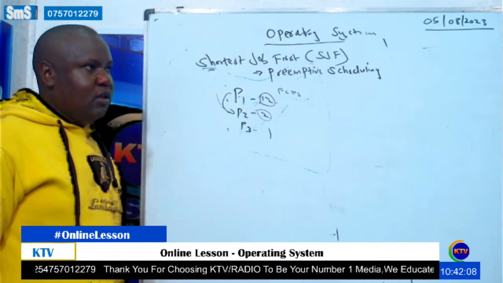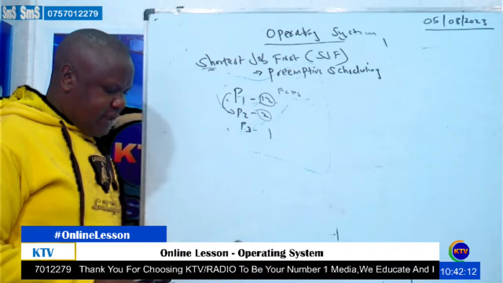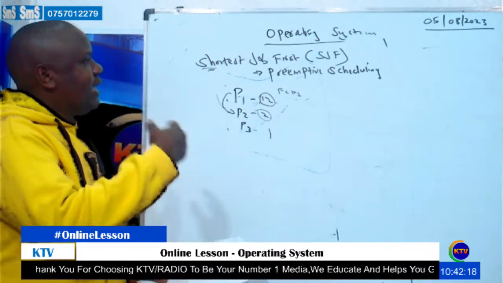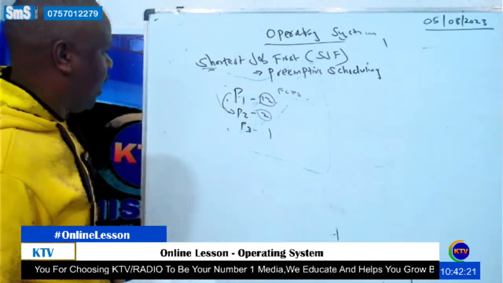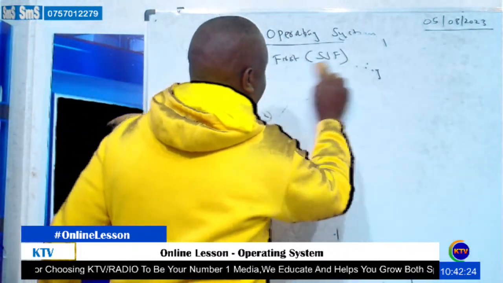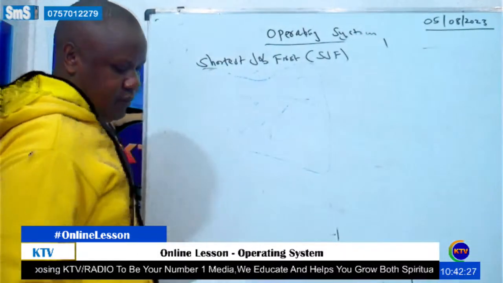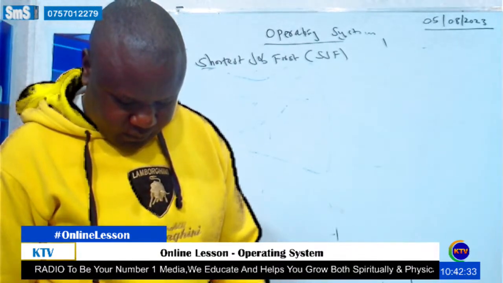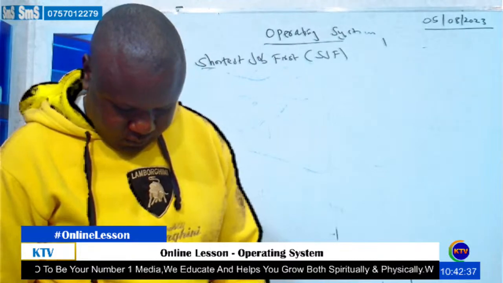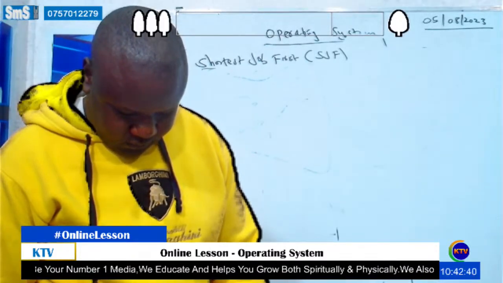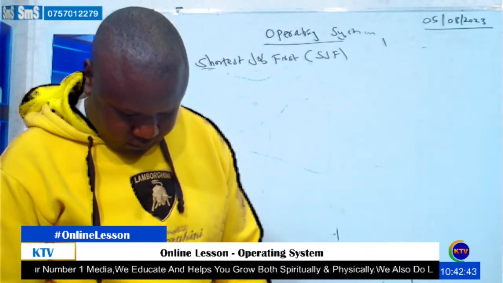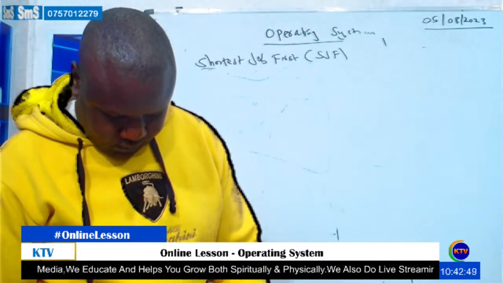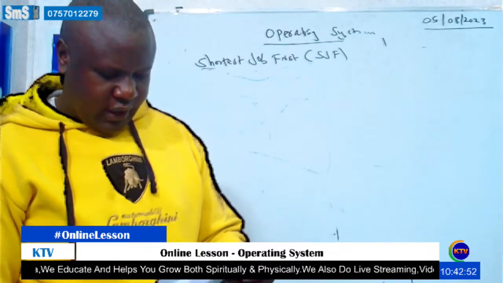So I want us to give an example, and then we can easily understand how this algorithm works. There's an example here I want us to look at.